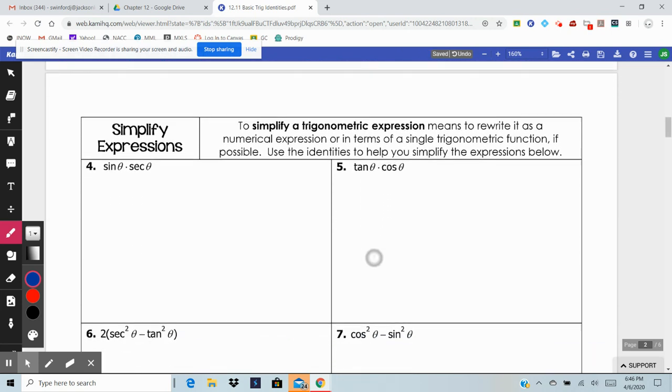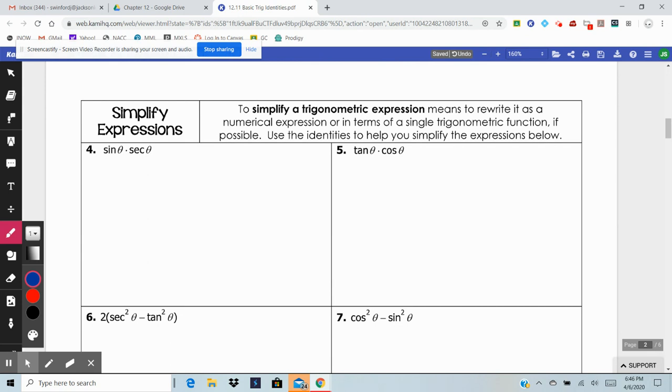Okay, another way that we can use these trig identities is to simplify expressions. To simplify a trigonometric expression means to rewrite it as a numerical expression or in terms of a single trig function. Instead of having two different trig functions, try to write it as just sines or just cosines or just cotangents or cosecants or whatever, if at all possible. Use the identities to help you simplify the expressions below.